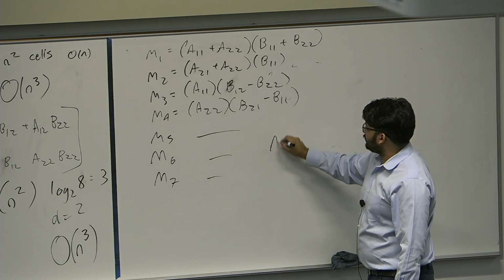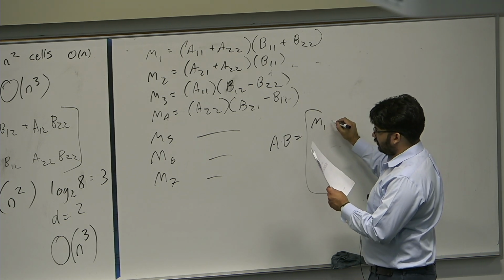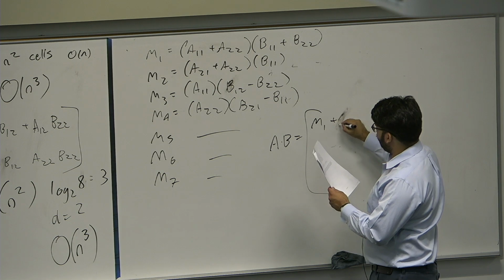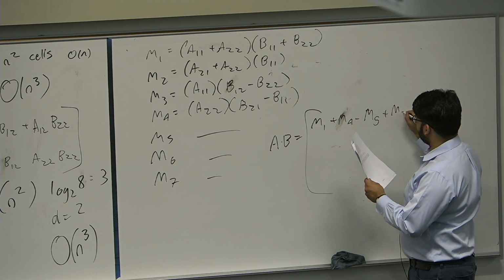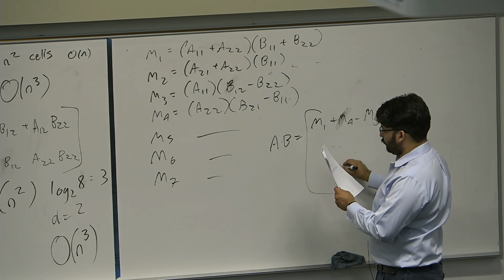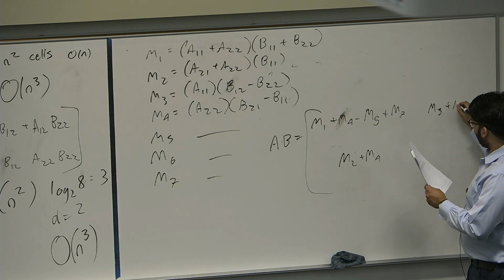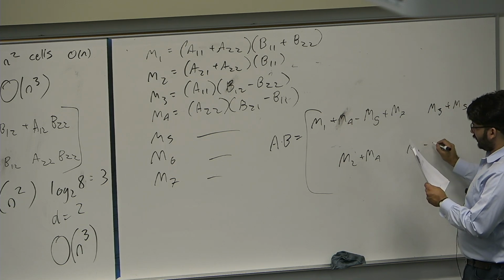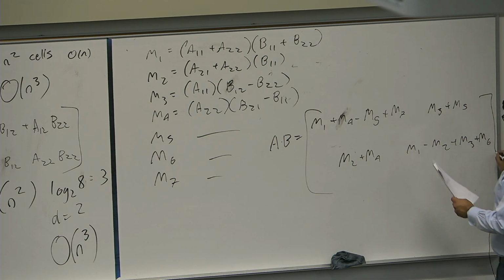But then he said that A times B is equal to this matrix: M1 plus M4 minus M5 plus M7. This bottom one is M2 plus M4. This one is M3 plus M5. This one is M1 minus M2 plus M3 plus M6. Right? So something completely arbitrary. How would you come up with this? And why do we care about this?